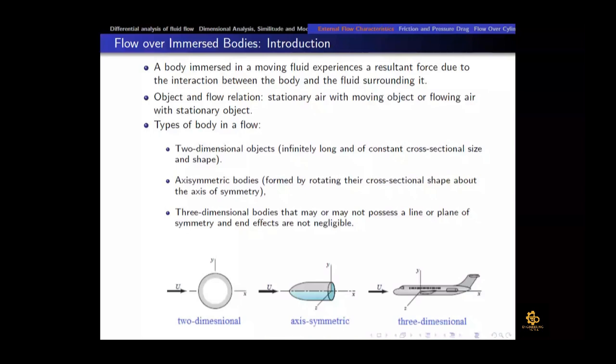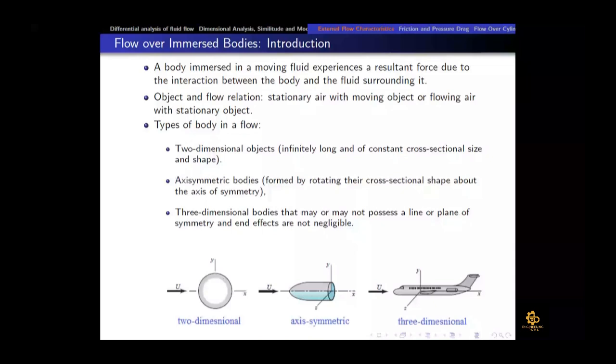Two-dimensional flows are those in which, let's consider, we have a cylinder over which the flow passes, and the length of the cylinder is into the board. What we see is essentially a two-dimensional flow, because at each spanwise position into the board, the flow would be the same. So we can assume that this flow is two-dimensional.